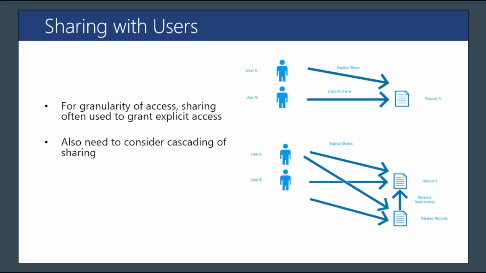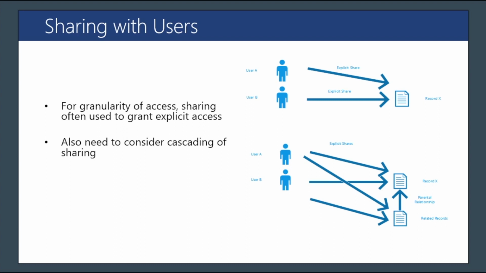So for example, if we have an account in the system and that account has many child activities associated to it, right, or contacts associated to it, depending on how the relationship to those records has been configured, those subordinate records will also be cascade shared as part of that action. So I share the account, and the child records are then also shared with that user to which I'm sharing the account record.